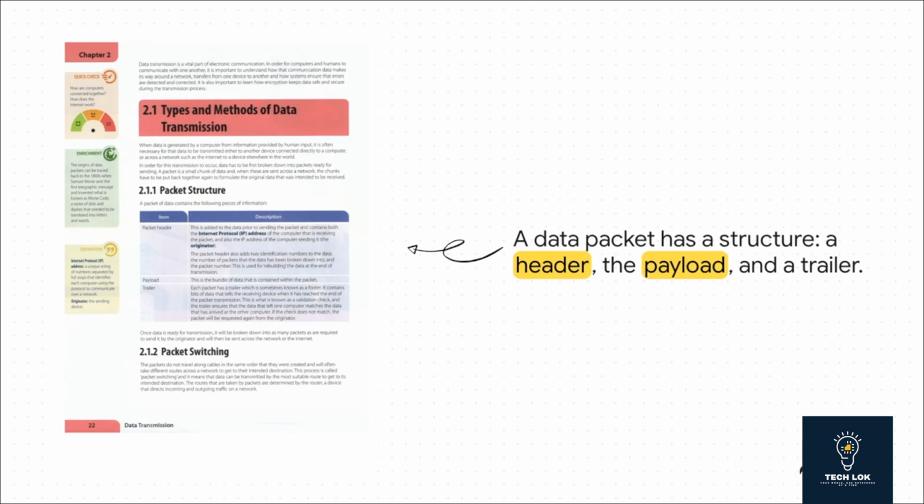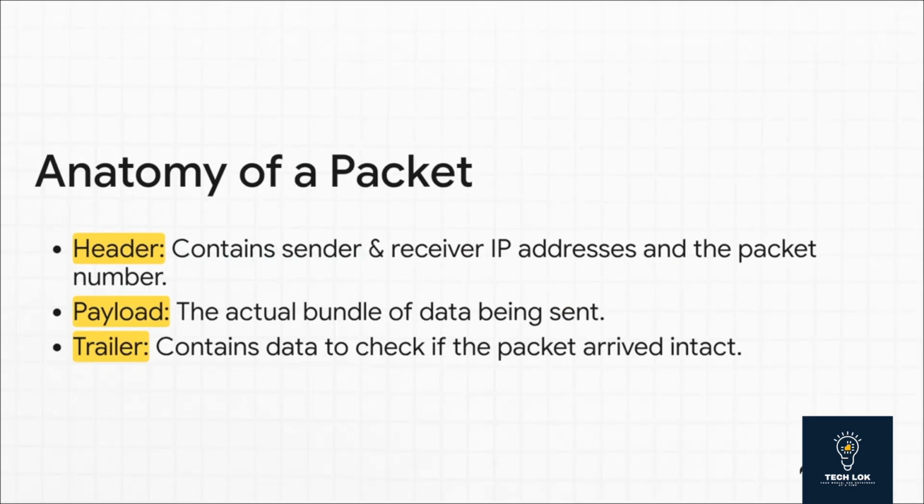And just like a package you'd get from Amazon, each one of these data packets has a very specific structure. It's not just the data itself. It's wrapped up in all the information it needs for a successful delivery. So let's break down this digital parcel. First, you've got the header. That's the shipping label. It has the sender and receiver's IP addresses, which are kind of like digital street addresses, plus a packet number so everything can be put back in the right order.